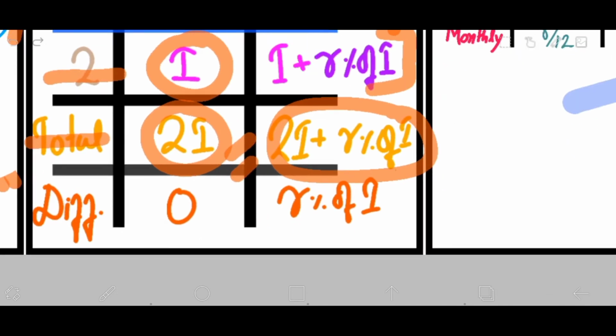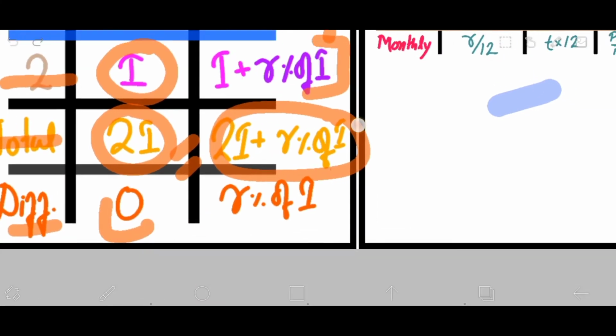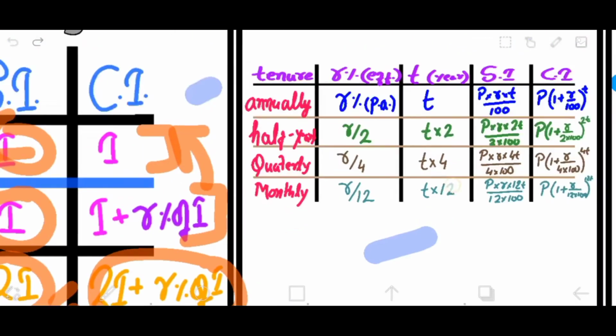If you want me to revise some questions with you, then please comment down, I'll do that. And here comes the difference part. The difference between them is 0 for SI, but here the difference is R percent of I. I hope you got it.